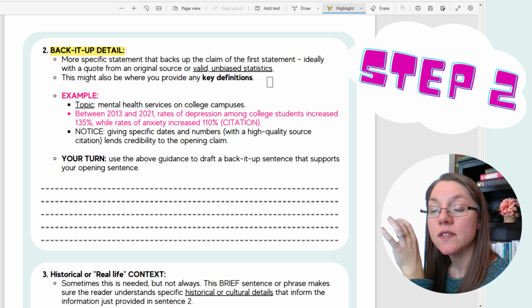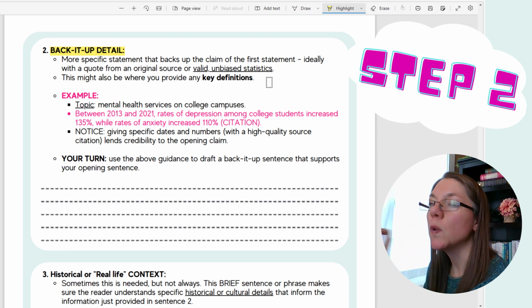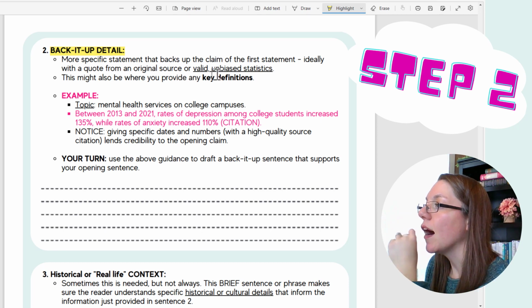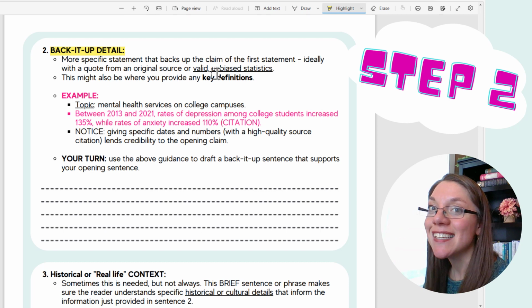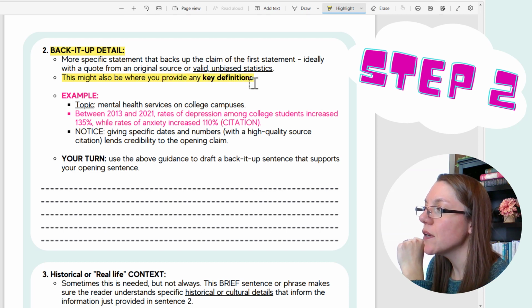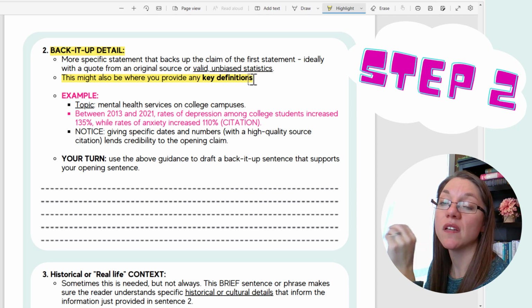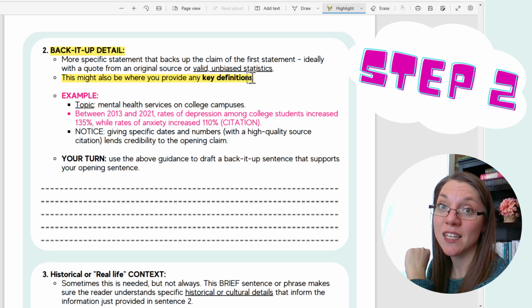The next thing you write in your introductory paragraph is something to back up the hook statement that you just crafted. So typically this is something factual or maybe a quote from an original source, often with some sort of statistic to really add credibility to your opening statement. And as I say here, this might also be where you provide an initial definition or clarify something to make sure your reader is on the same page with you.